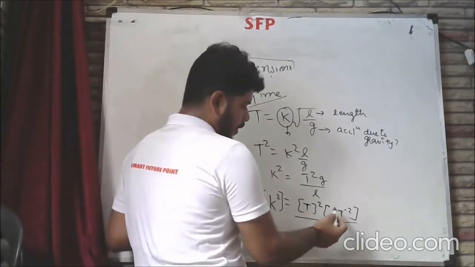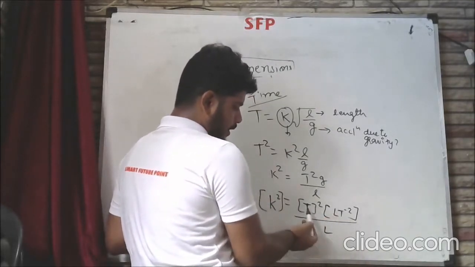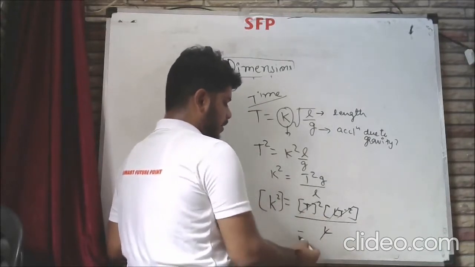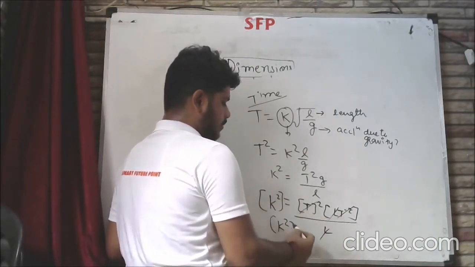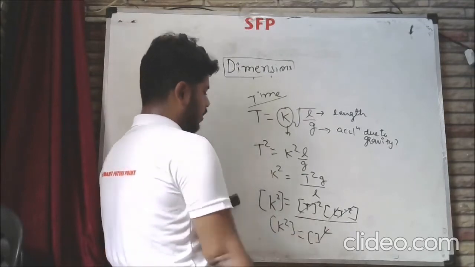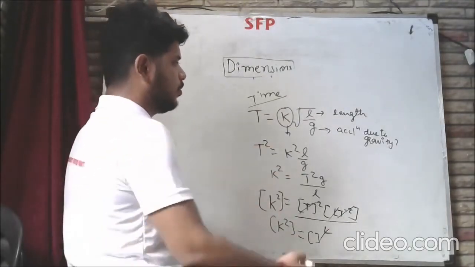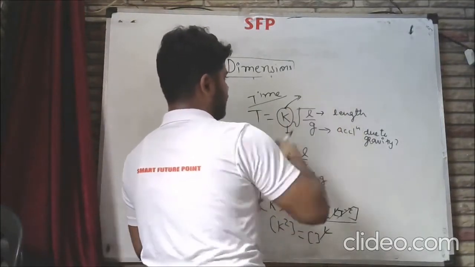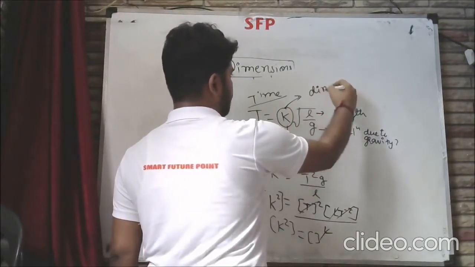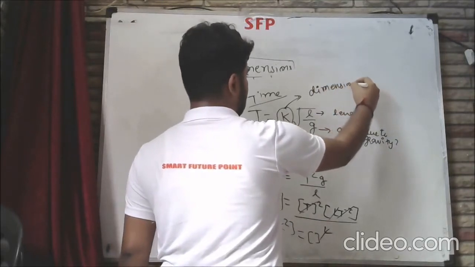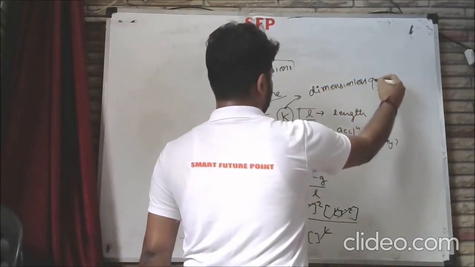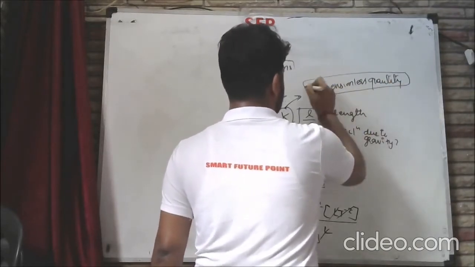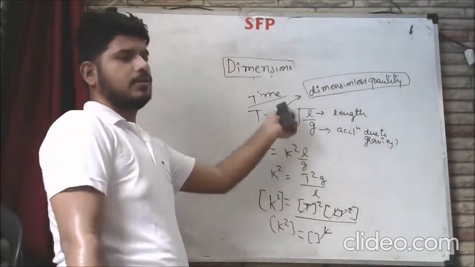Fine. I am going to take this. This is your T plus 2. This is T minus 2. Cancelled out. L cancelled out. It means K square has nothing. It means this K has no dimension. So we know this K is a dimensionless quantity.